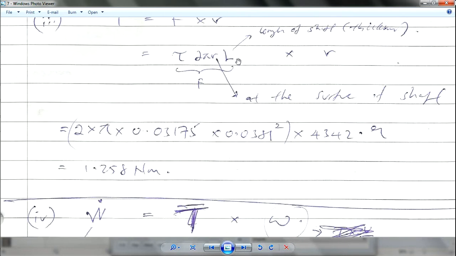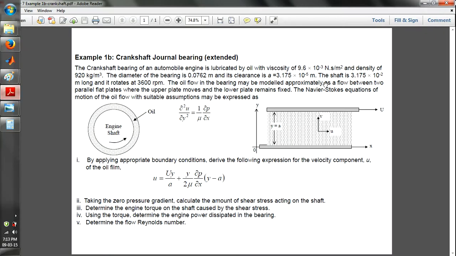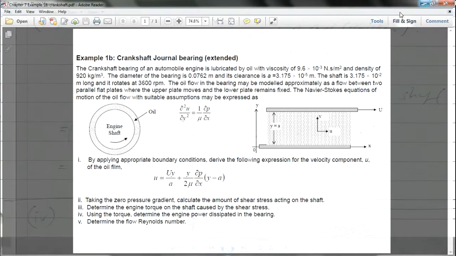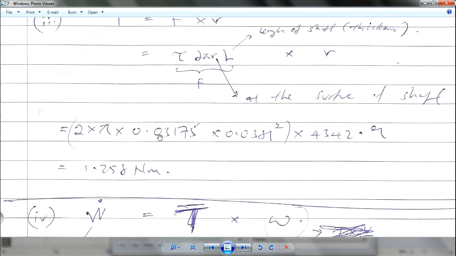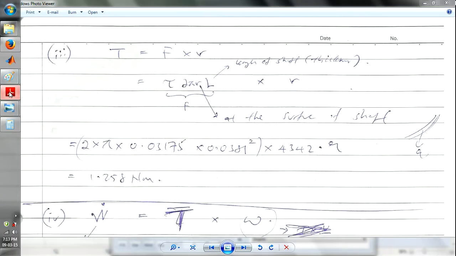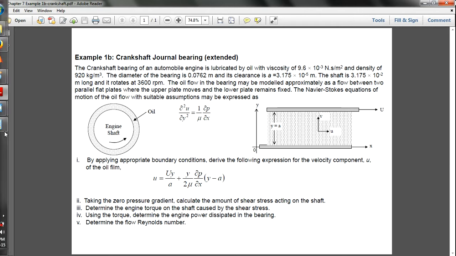So this is the length of the shaft. If you head back to the length of the shaft, you know that this is 3.175 times 10 to the negative 2, in other words 0.031675. And when you calculate that, you get 1.258. So this is your shear force, I mean your torque. Sorry, your engine torque. This is the engine torque required to turn, in order to overcome the shear stress. That's what I mean. The next step is using the torque to determine the engine power.